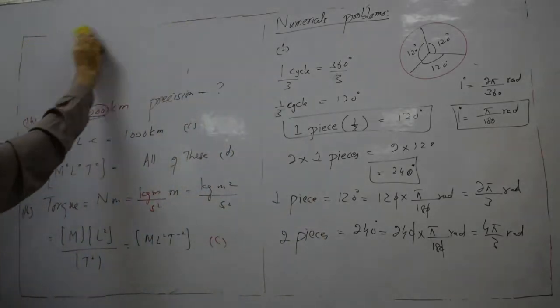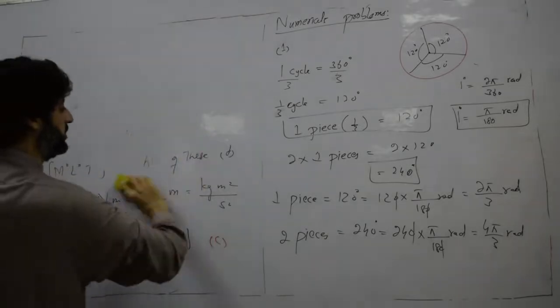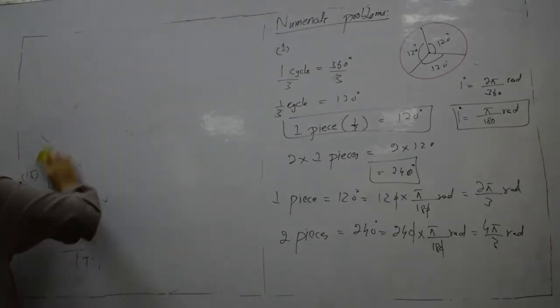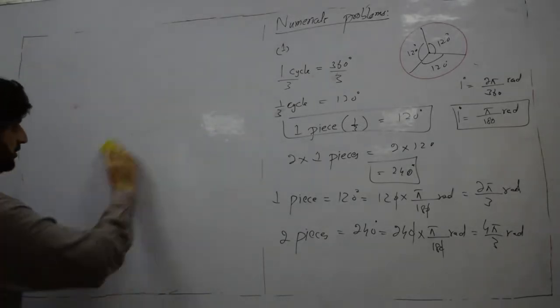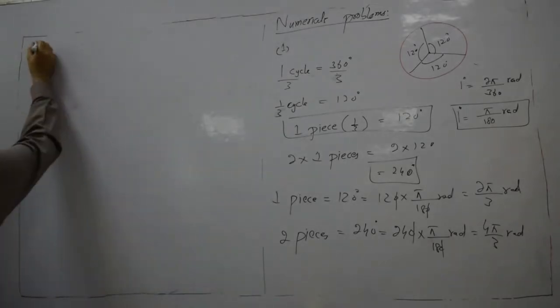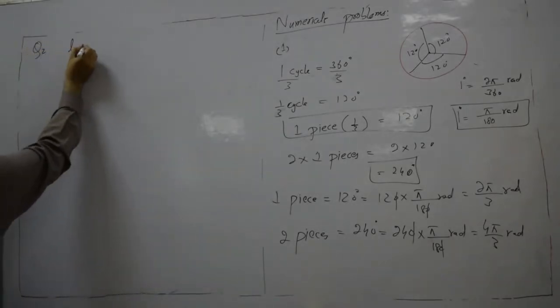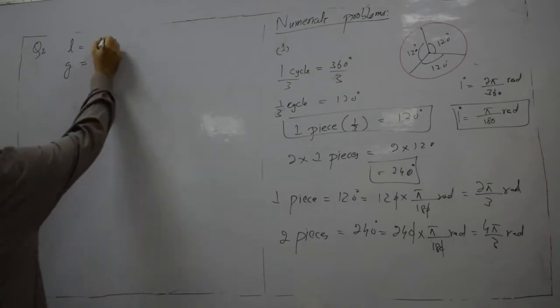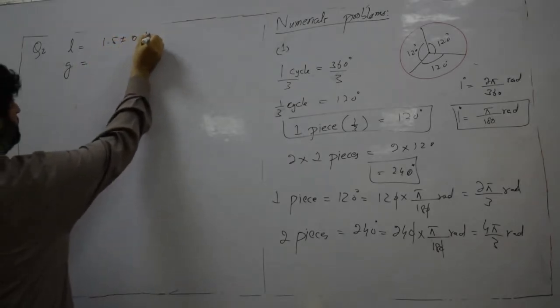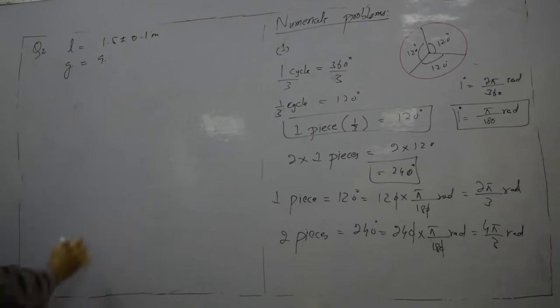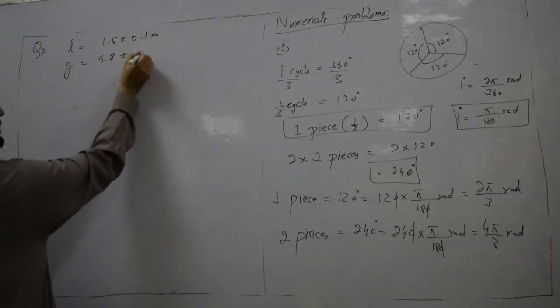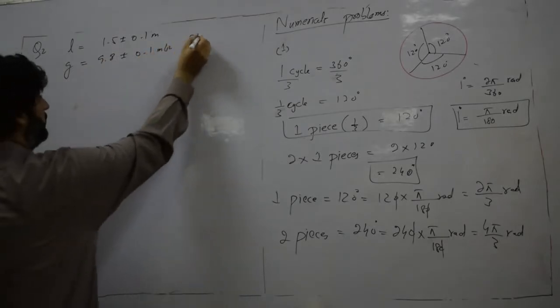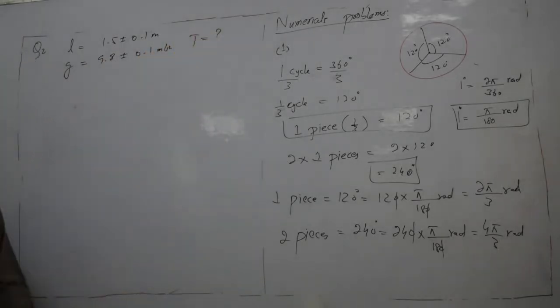Okay, so look here, this is numerical number 2, which is about the time period of the pendulum. The length is given, the value of g is given. The length of the pendulum is 1.5 plus minus 0.1 meter. The g is 9.8 plus minus 0.1 meter per second square, and we have to find the time period of the pendulum.